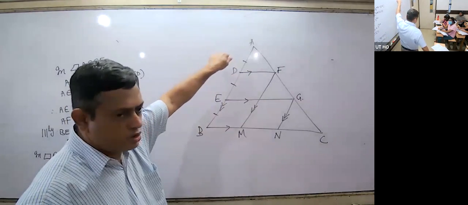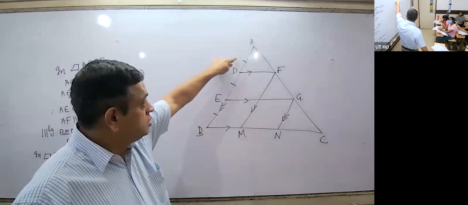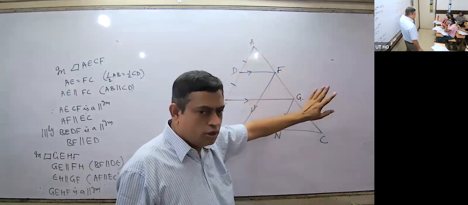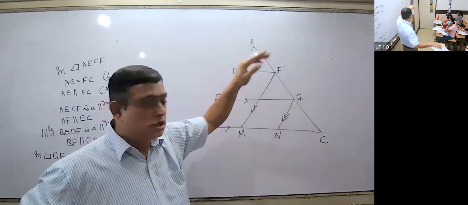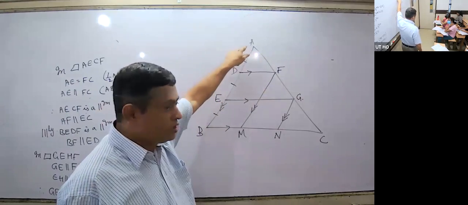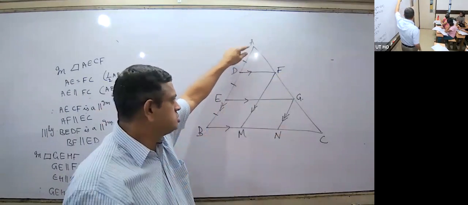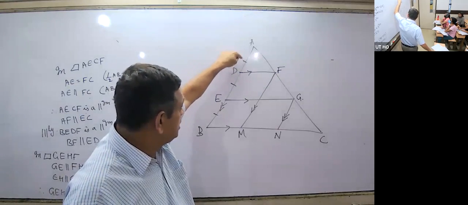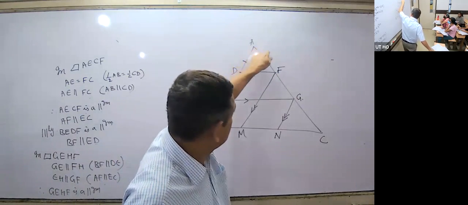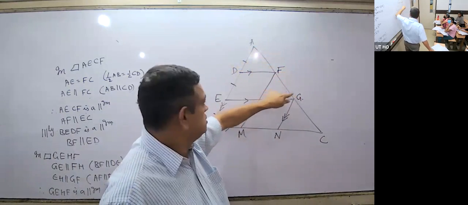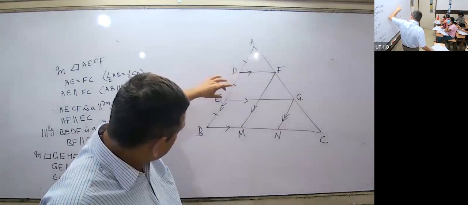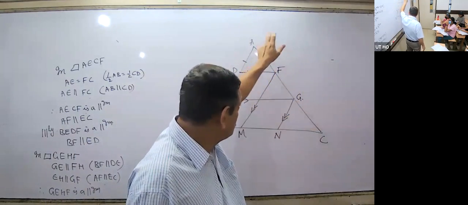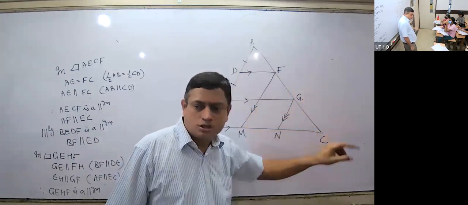Now look here, all of you. Since these three are equal, automatically these become equal. How are they equal? Equal intercept. First is my midpoint theorem. AD is equal to DE means AF is equal to FG. Then by equal intercept theorem, DE is equal to EB means FG is equal to GC. Therefore, AF is equal to FG is equal to GC.